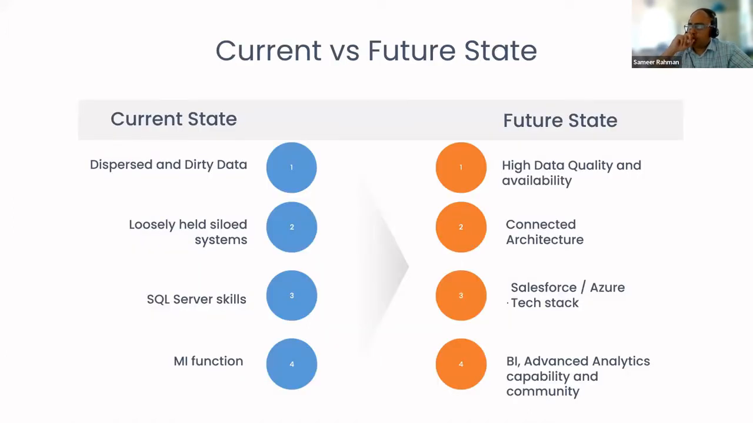And in a very simple format, what is the current state and what is your future state? So you've got dispersed and dirty data. We want that to be high quality. You've got loosely held siloed systems. Again, you want a connected architecture, and so on and so forth.